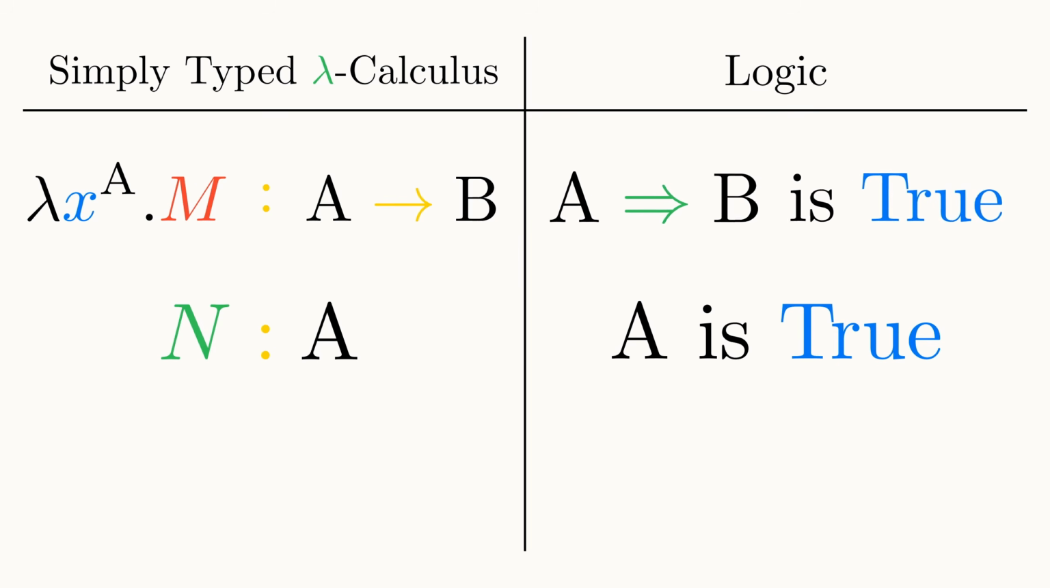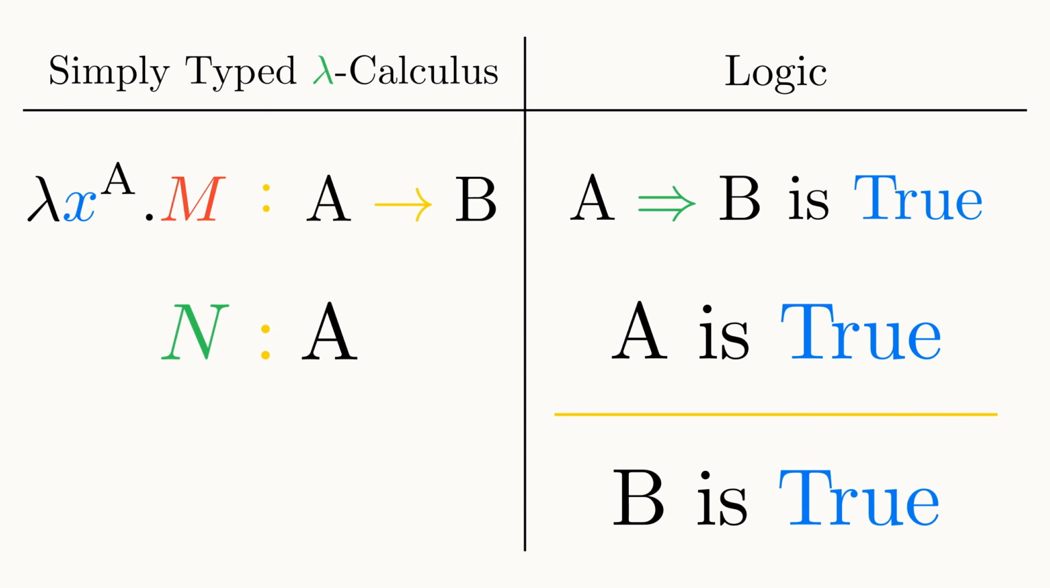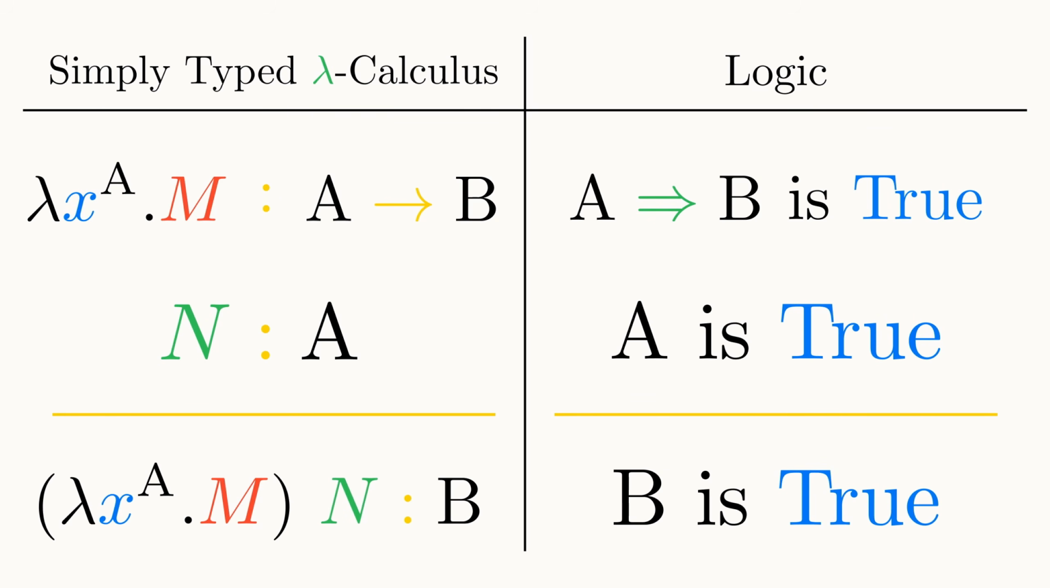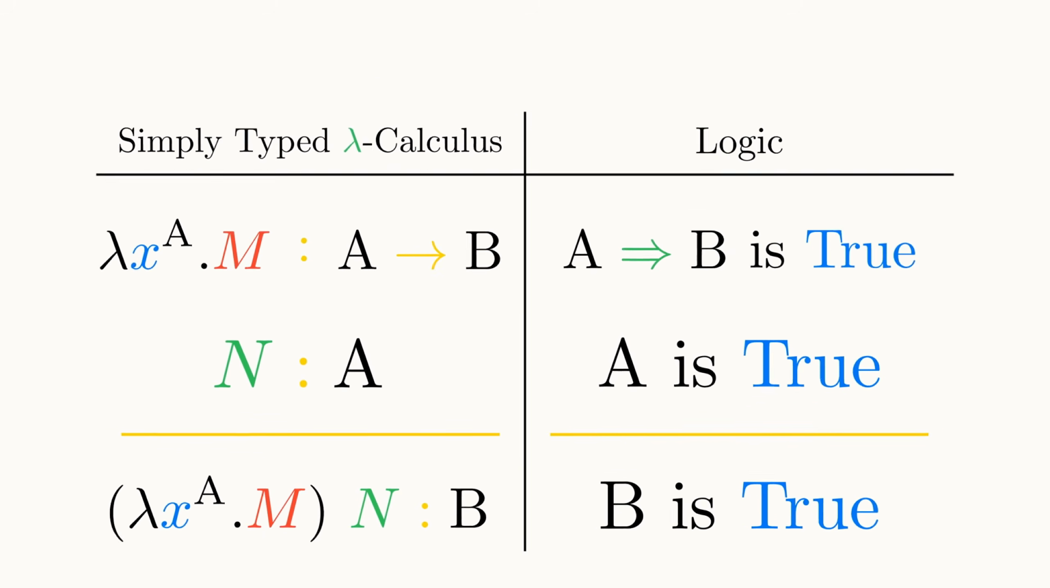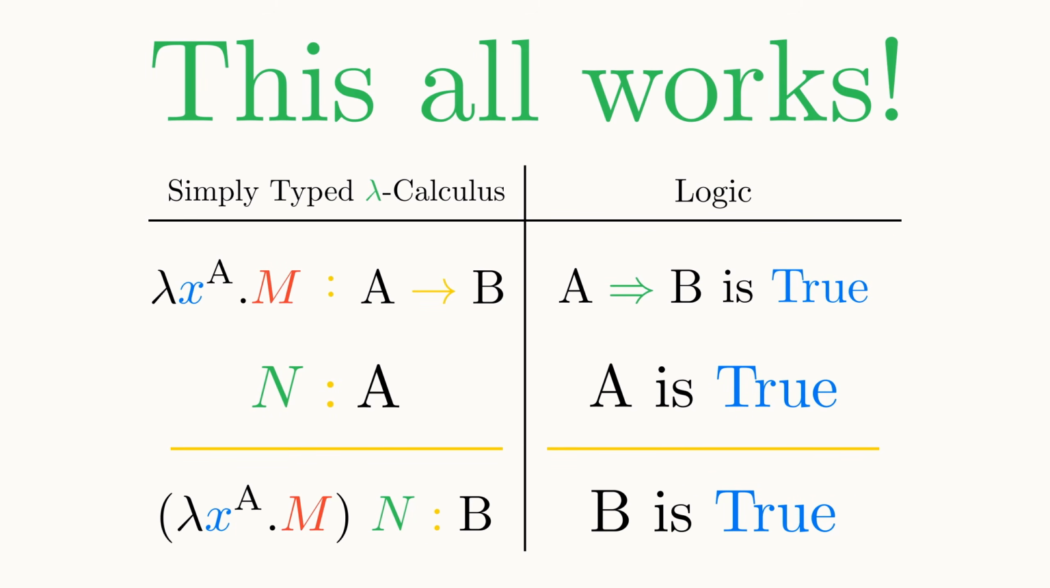Now, A implies B is true, and we know that A is true, so we know that logically B must be true as well. We'll separate the propositions we're assuming to be true and the logical conclusions to these assumptions with a line. For our correspondence to work then, we need to be able to use this lambda abstraction and our term n to create a term of type B. The key here is noticing that we can apply our lambda abstraction to n, because n is of type A. Crucially, we know that this has type B, as the lambda abstraction outputs terms of type B. As we can find a term of type B, we know that the proposition corresponding to B is true, just as we expected it to be.